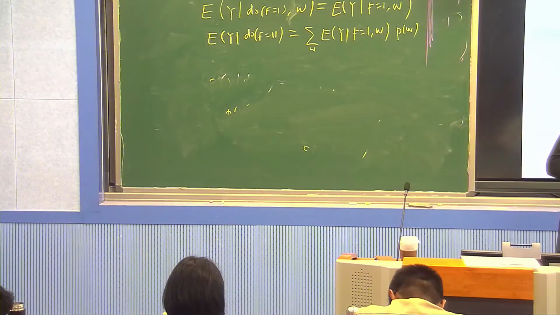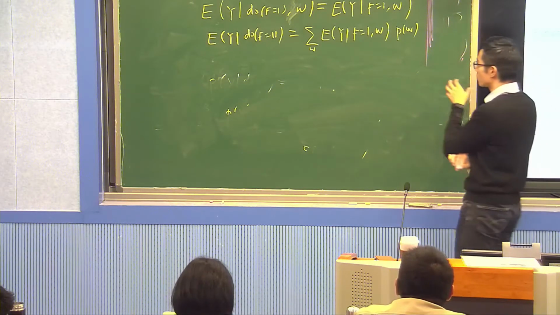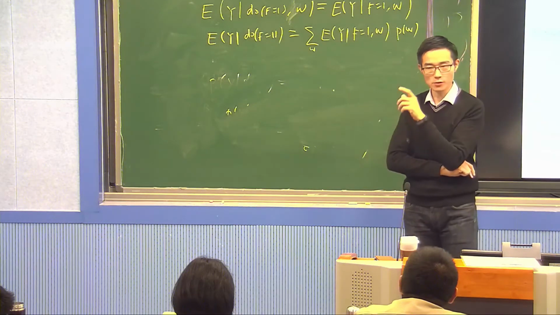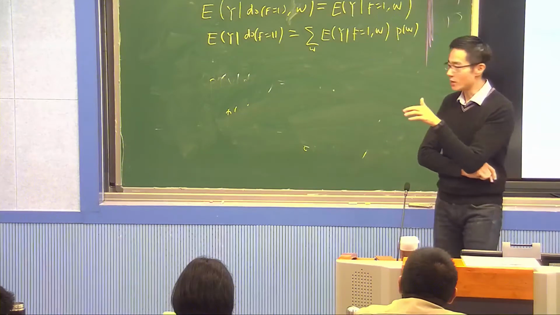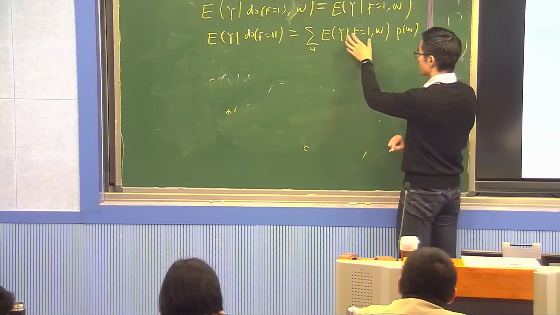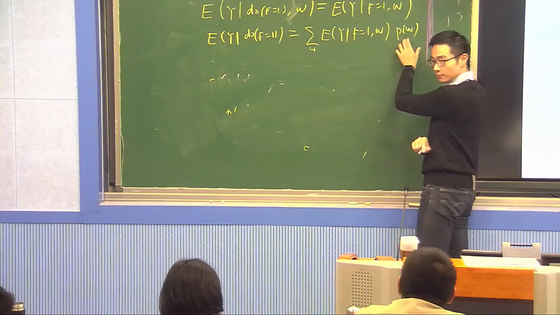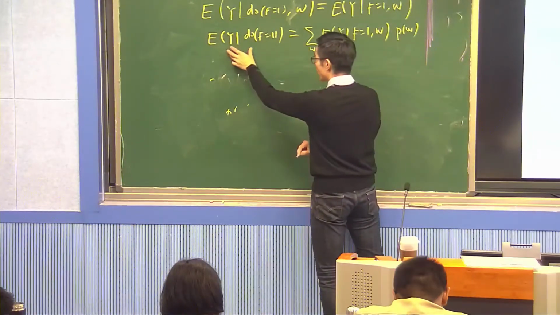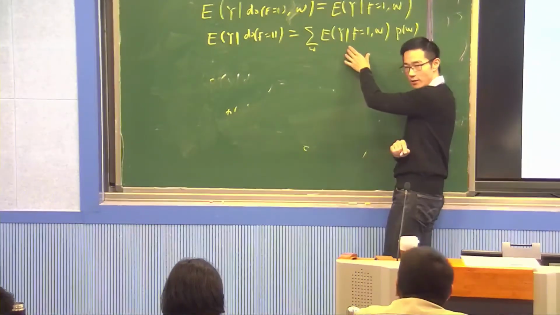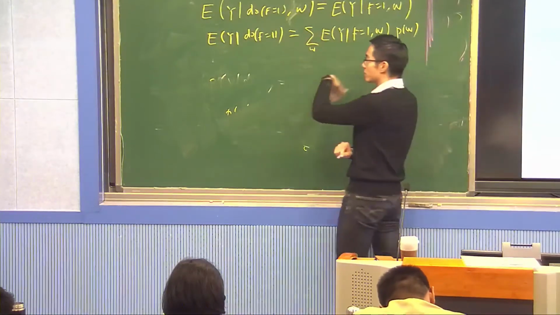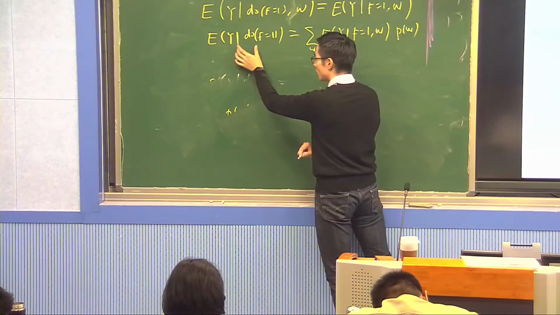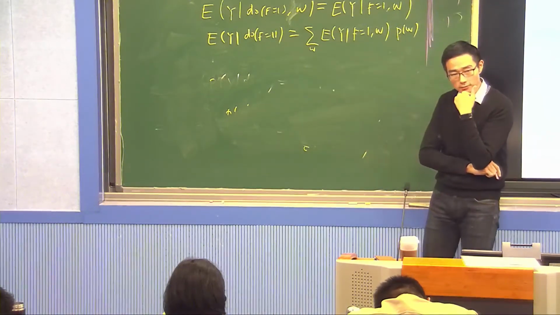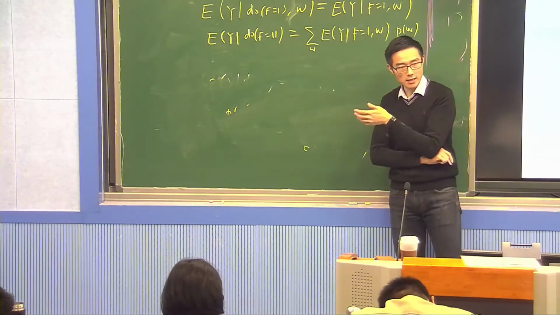These two, first of all, what I'm doing here is still an identification argument. I'm not doing estimation. Estimation is how to estimate these statistical objects from data. Identification is how to transform causal objects into statistical objects. So right now what I'm doing is still transforming causal objects into statistical objects. So this is still identification.